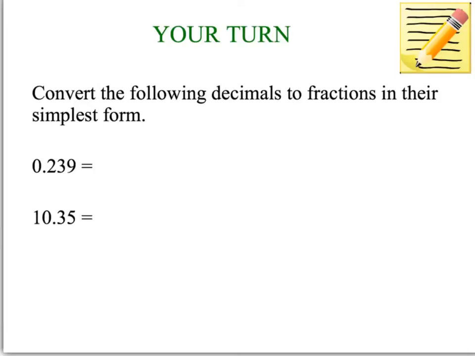Alright, so the first one, it's pretty easy, isn't it? So we know this decimal is 239 thousandths. So we can just convert this to 239 over 1,000.